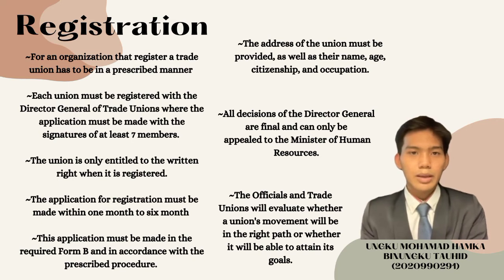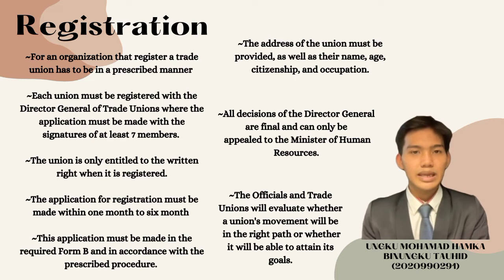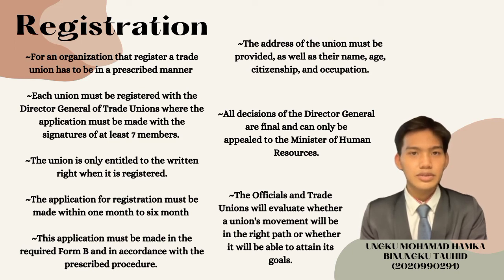Furthermore, the application for registration must be made within 1 month to 6 months, and they can refer to the Director General of Trade Union if they want to extend the period of registration of the union formation. This application must be made in the required Form B and in accordance with the prescribed manner and procedure. The address of the union must be provided as well as their name, age, citizenship, and occupation.